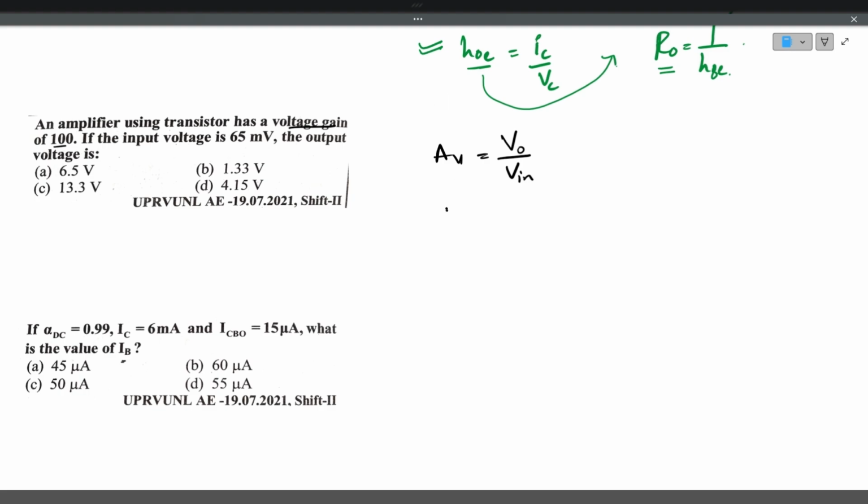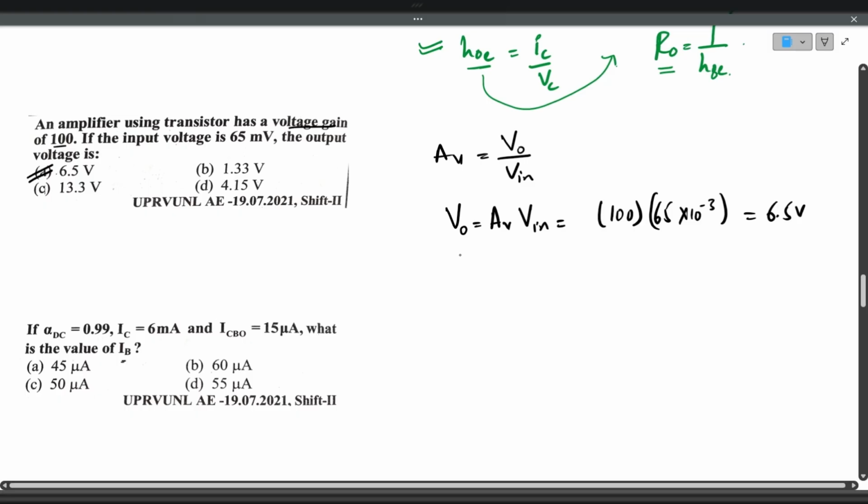So he's asking for the output voltage. The output voltage is AV multiplied by Vin, that is 100 multiplied by 65 times 10 to the power of minus 3, which equals 6.5 volts. So the answer is option A.